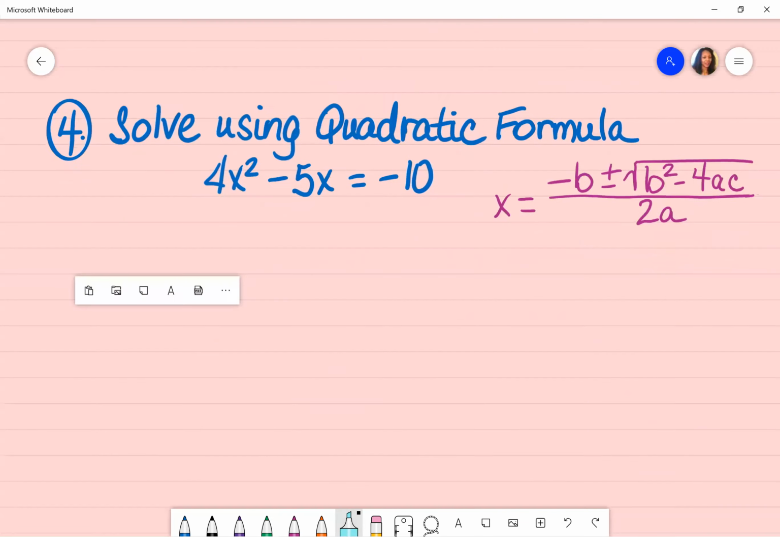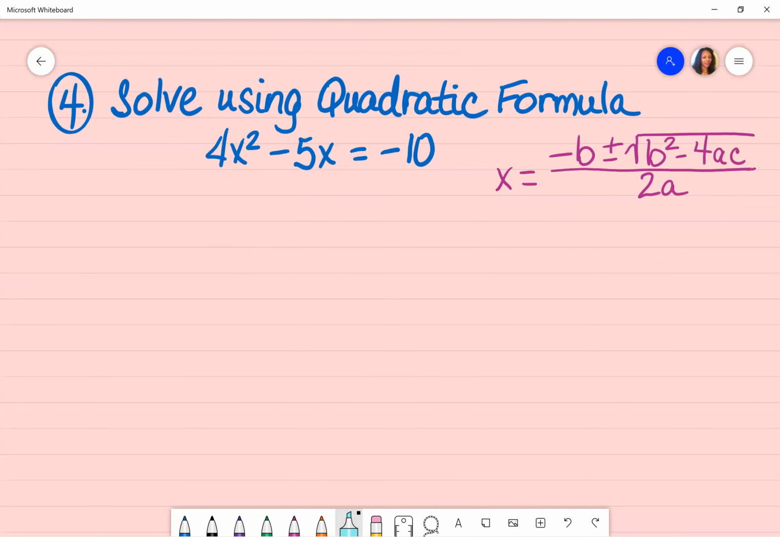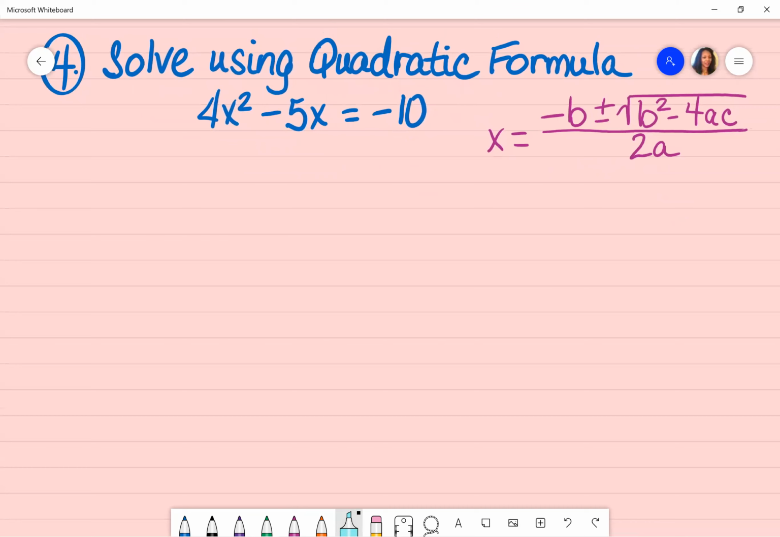Now I want to solve using a quadratic formula. Using a quadratic formula, which I wrote to the side, again, you have to make sure it's in standard form first. What is standard form? Where it's set equal to 0. So let's go ahead and move this -10 over to this side, and it will become a +10. So rewriting that, I have 4x squared minus 5x plus 10 is equal to 0.